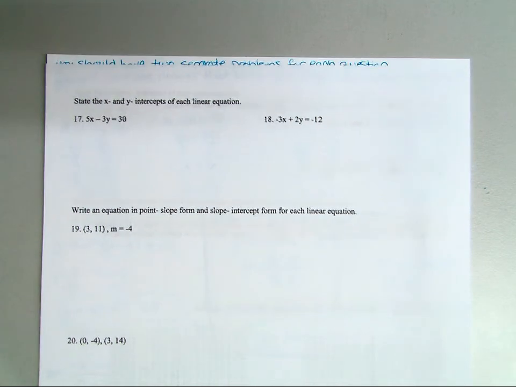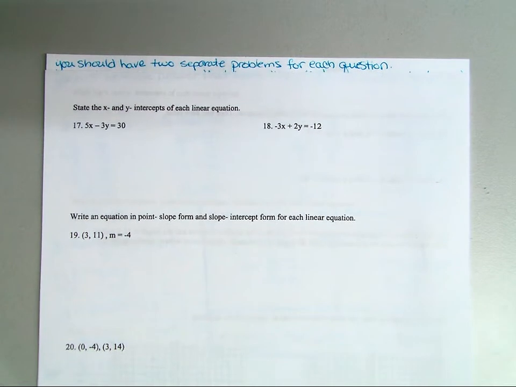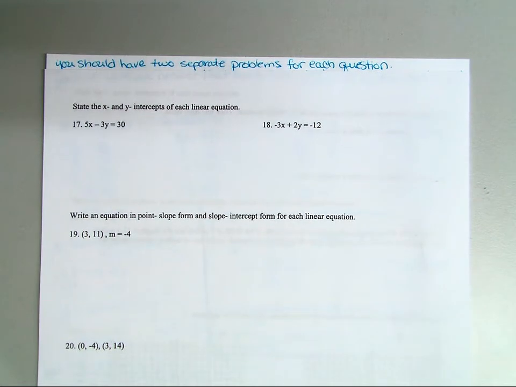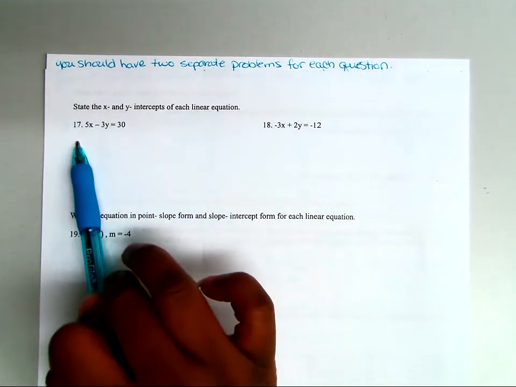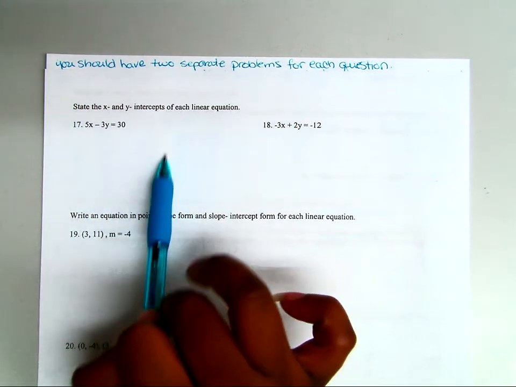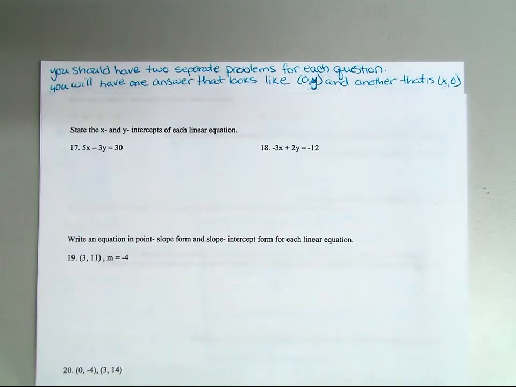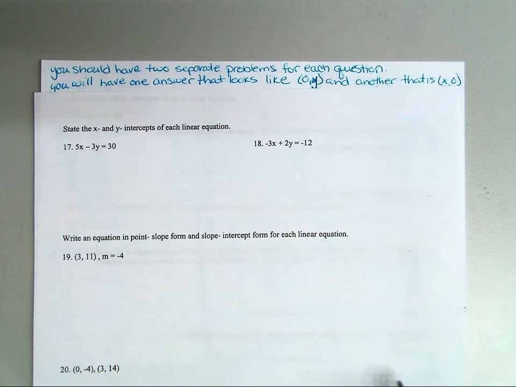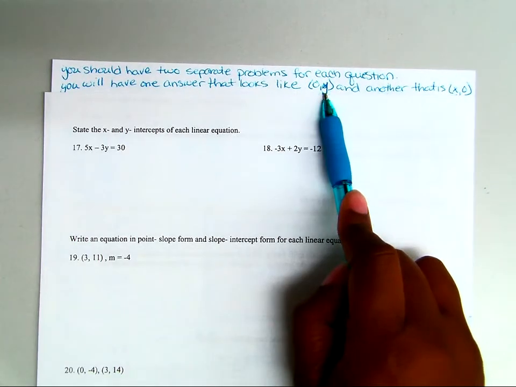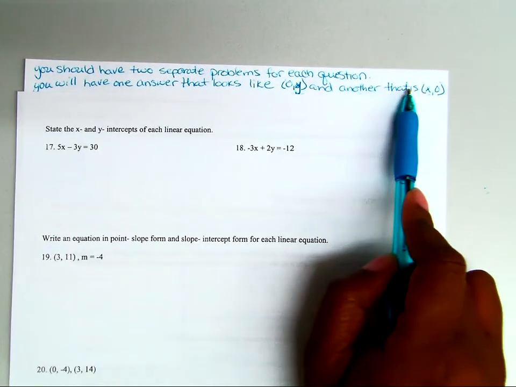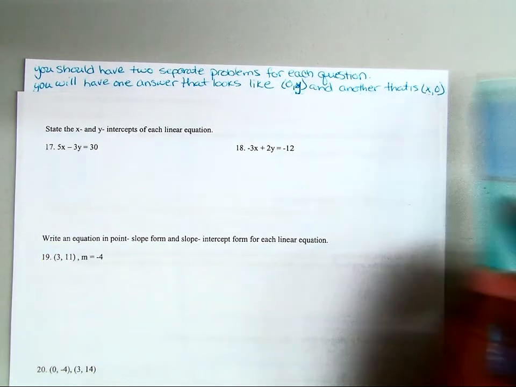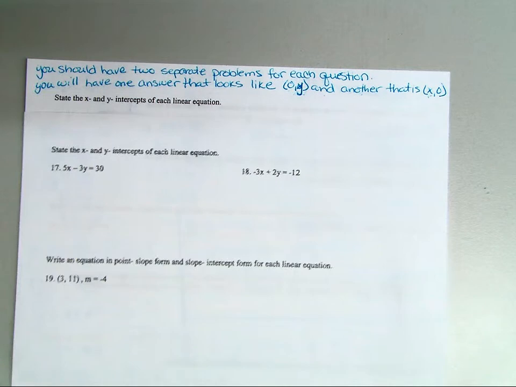Also, I will put on my paper, you should have 2 separate problems for each question. So, for this one, I should have 2 problems. One to find the x-intercept, one to find the y-intercept. You will have one answer that looks like 0, y, so that y is going to be a number, and another that is x, 0. Now, x is going to be a number. Okay?